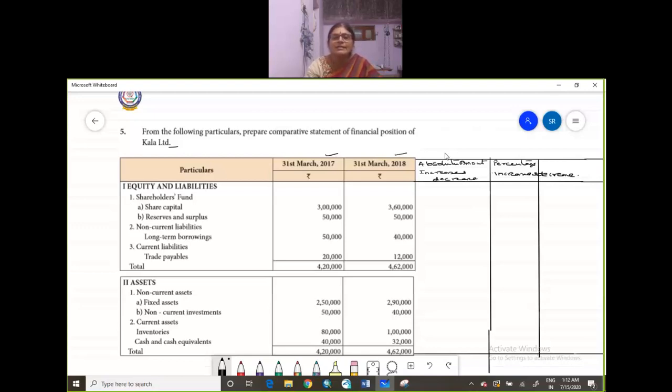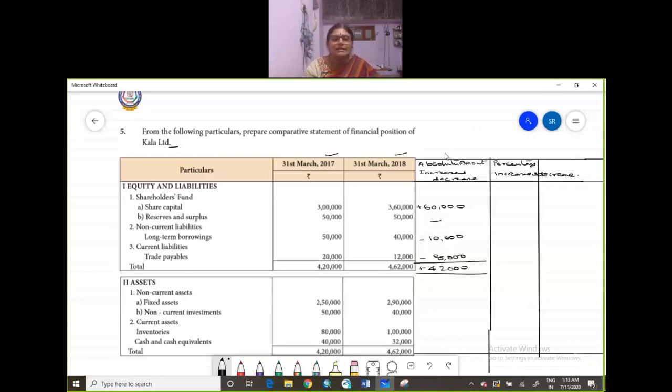Now see 2017, 2018. Your share capital is increased by 60,000. Reserves and surplus, absolutely no increase. And then your long-term borrowing is reduced by 10,000. Here it is reduced by 8,000, your trade payables. Now let us see the total. Total is increased by 42,000, so plus 42,000.